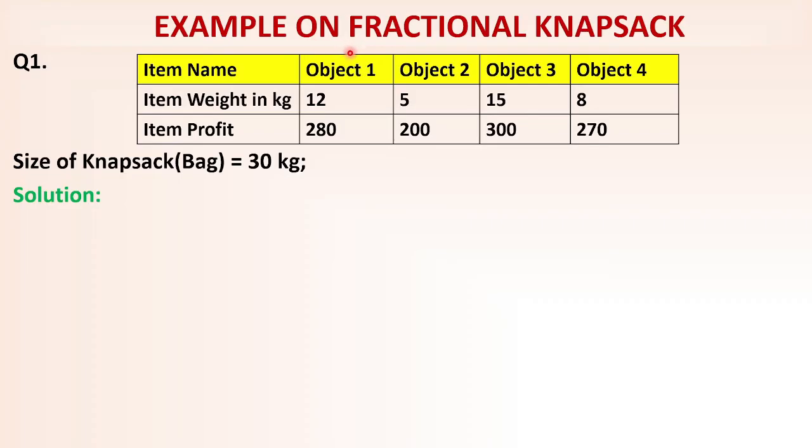So now we'll see one example on fractional knapsack. This is the table given. Item names are object 1, object 2, object 3, object 4. So we have a total of 4 items. Now what are the weights of the items in kg? Object 1 weight is 12 kg. Object 2 weight is 5 kg. Object 3 weight is 15 kg. And object 4 weight is 8 kg.